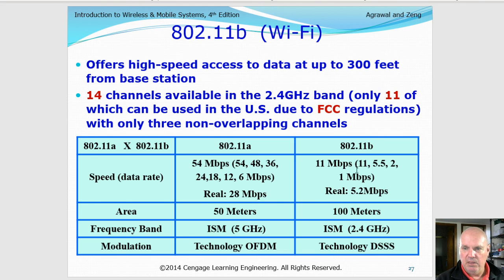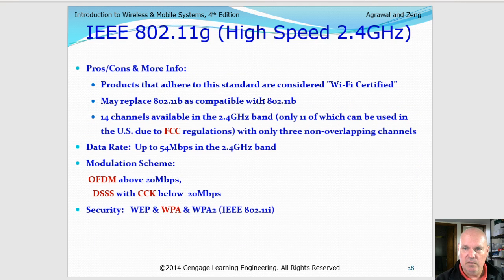802.11b. The big thing here was the increase in range, and then there was a switch to a different frequency band from the 5 gigahertz band to the 2.4 gigahertz band. That primarily accounted for the increased range. The higher frequencies are attenuated with distance more greatly than are the lower frequencies.